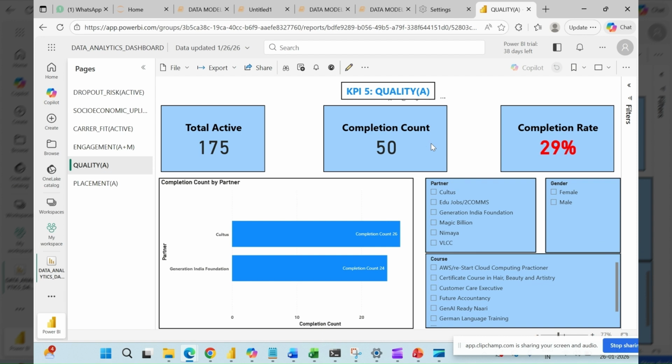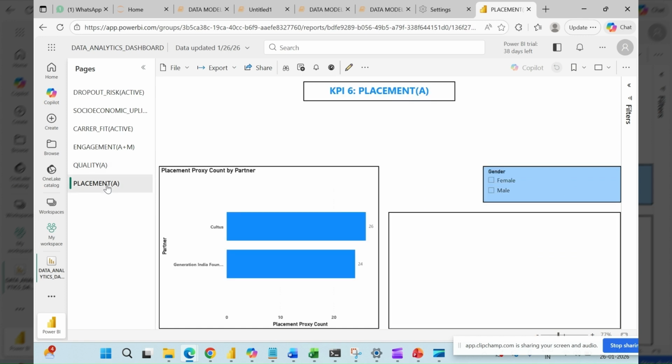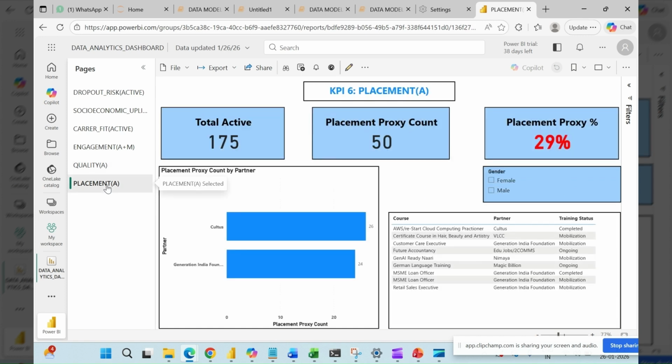So we will use this also for the analytic purpose. And the fifth report is, I mean, KPI 6, placement. One report I will discuss later. So this is for placement, that is for active students only. This report shows placement proxy count, with partner comparison and candidate detail table.